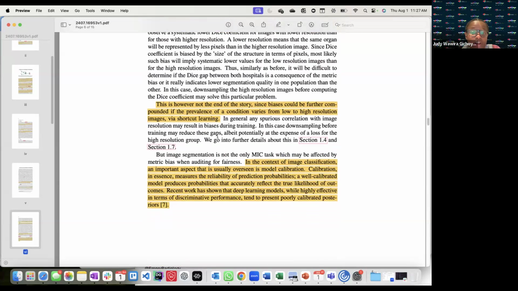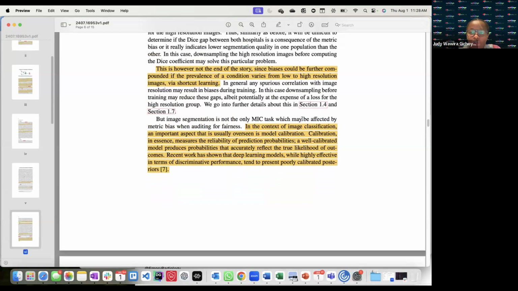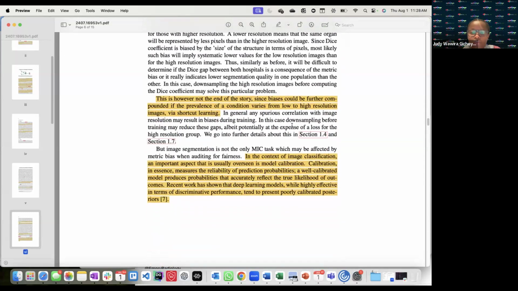Now, if the prevalence of a condition varies, for example, back home, most of the chest x-rays are going to be because of tuberculosis, then you could have a problem, because of the low resolution. This is just like the ICU pneumonia prediction shortcut learning, right? It learns to associate, oh, these low resolution images tend to have TB, and I'm going to predict TB. So this remains a big challenge, I think, in terms of shortcut learning and spurious correlations, and how they result in bias. So that was for segmentation. I think this was good because this is not something that we discussed. This was new information for me.